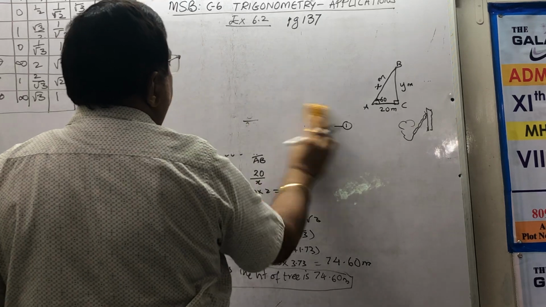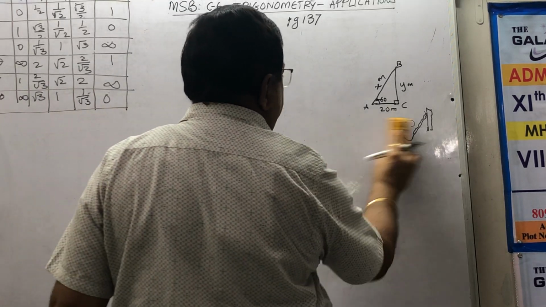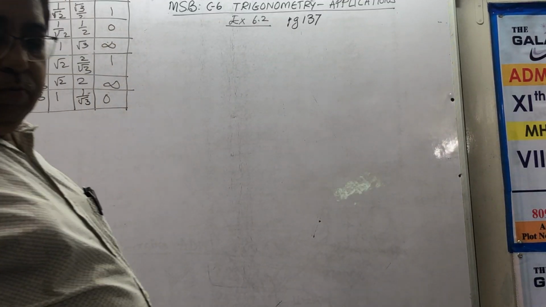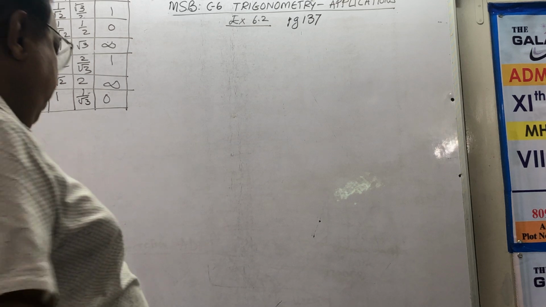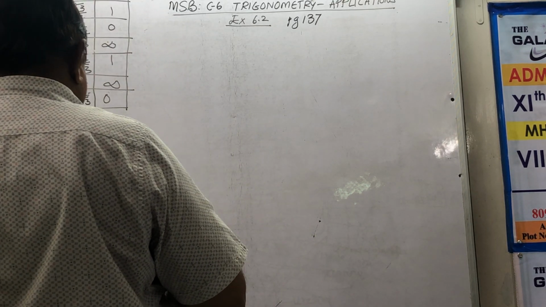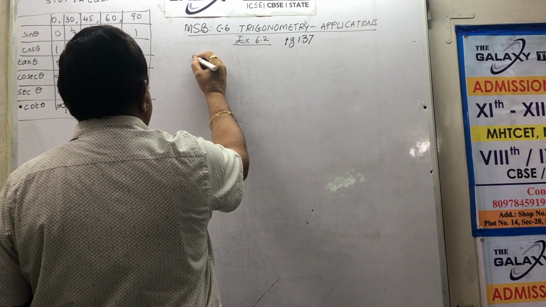So here we have used two ratios, cos and tan. Some sums will come for 3 marks, and with further details and more things added, it can even be coming for 4 marks. Let us look at the last sum of your exercise, sum number 6.